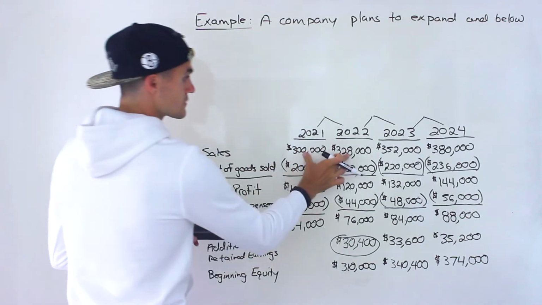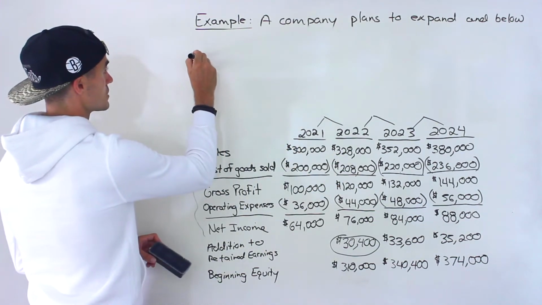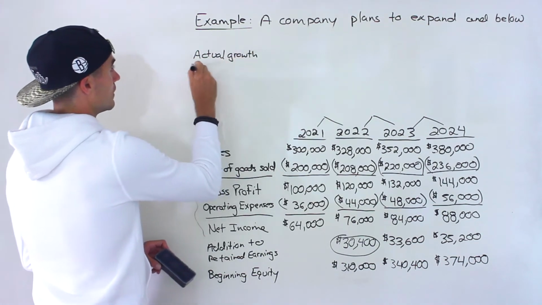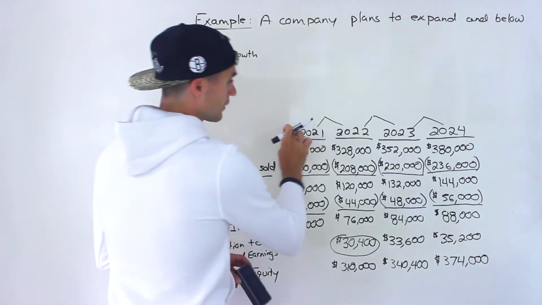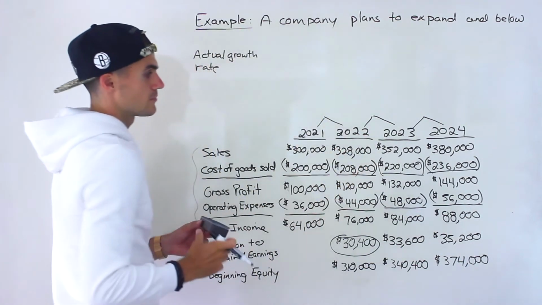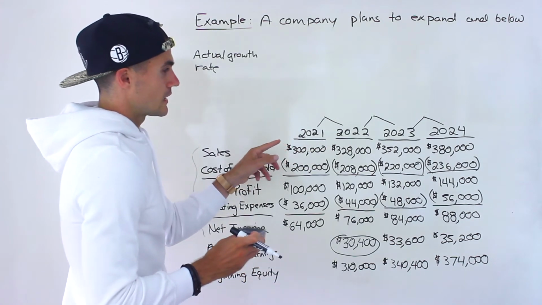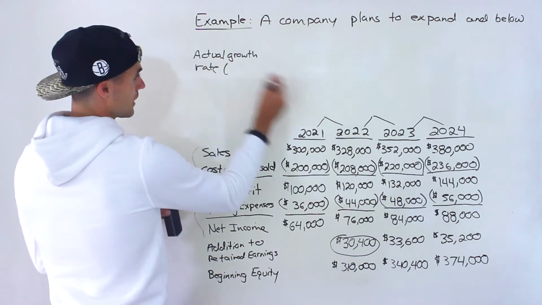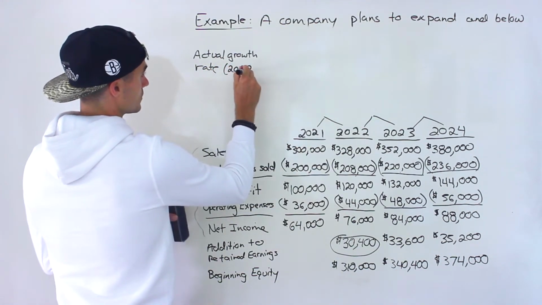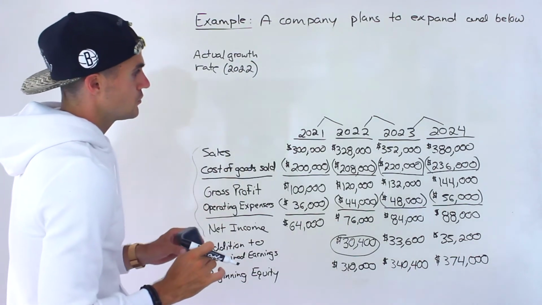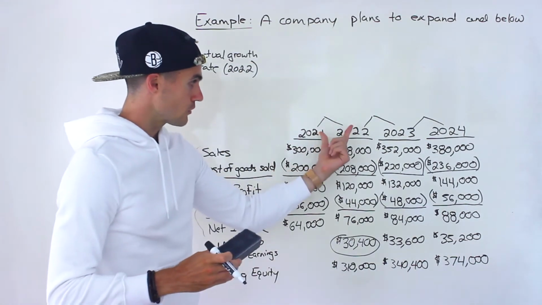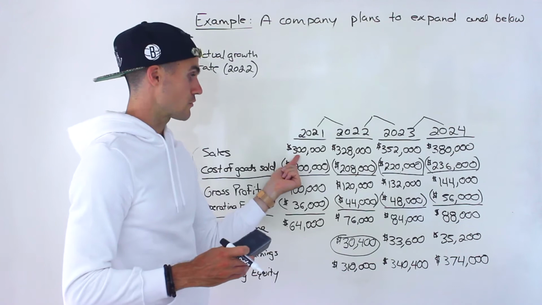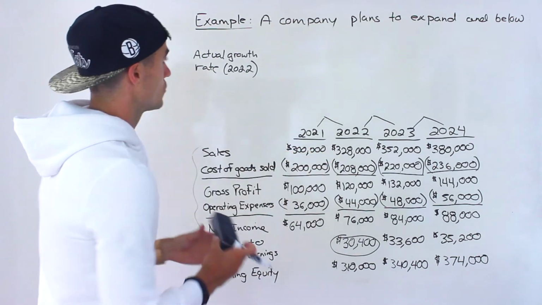What I'm going to do is figure out the actual growth rate between these two first. Really, the sales are happening throughout 2021, throughout 2022, so the growth rate between them is going to be between both years. But I'm going to label this actual growth rate in 2022. Don't necessarily have to, but that's what I'm going to do. The growth rate in 2022 of the sales is going to be compared to last year's sales of 300,000. So this is going to be the old amount, this is going to be the new amount.